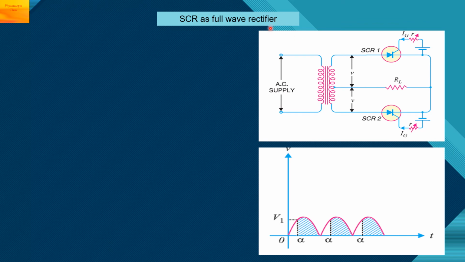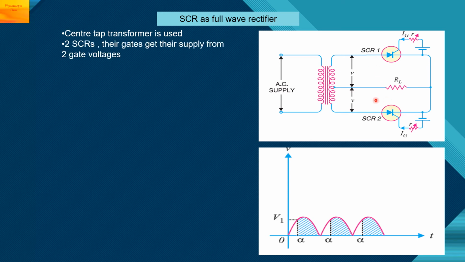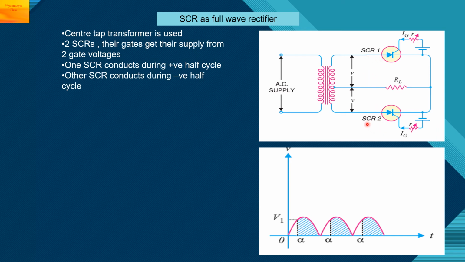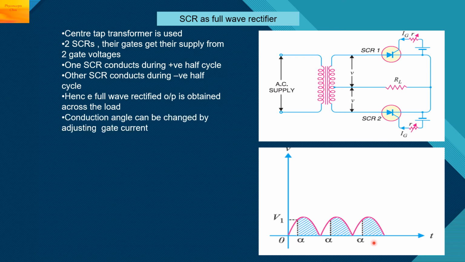SCR as a full wave rectifier. A center tap transformer is used. Two SCRs are there, SCR1 and SCR2. Their gates get their supply from the two gate voltages. One SCR, SCR1, conducts during the positive half cycle, and the other SCR, SCR2, conducts during the negative half cycle. Hence, a full wave rectified output is obtained across the load. The conduction angle can be changed by adjusting the gate current.